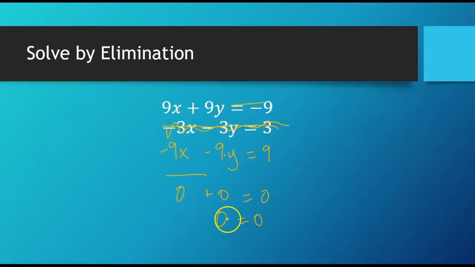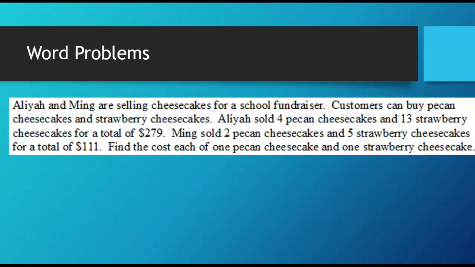So remember earlier I said if we get this 0 equals 0, this means that there are infinitely many solutions. This means that the lines are right on top of one another. So there's infinite solutions. They both make up the same line.